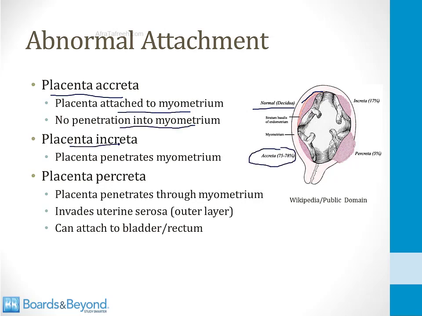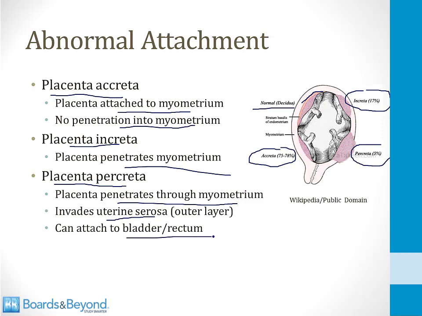In placenta increta, the placenta penetrates the myometrium. That's shown here in the top right. And then placenta percreta is the most dangerous type. In this case, the placenta penetrates through the myometrium, as shown in the picture here. It invades the uterine serosa, which is the outer layer of the uterus, and it can even attach to other abdominal structures like the bladder or the rectum.